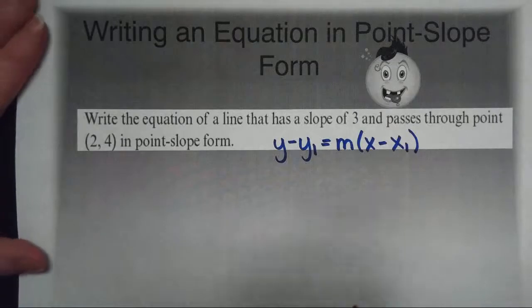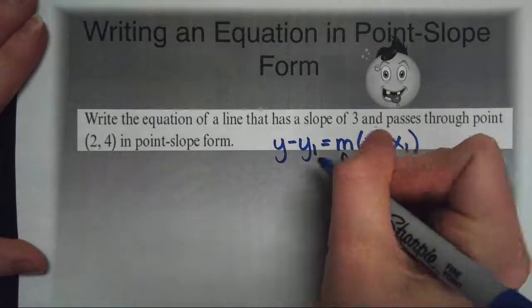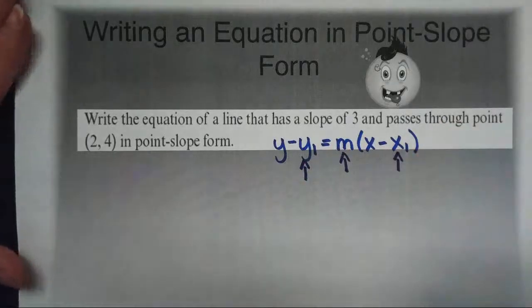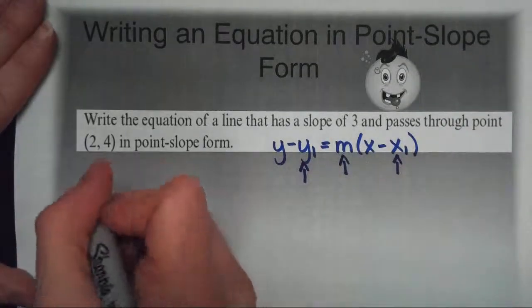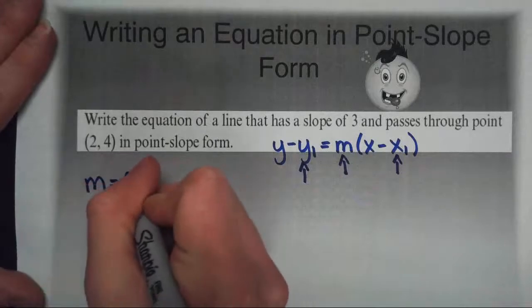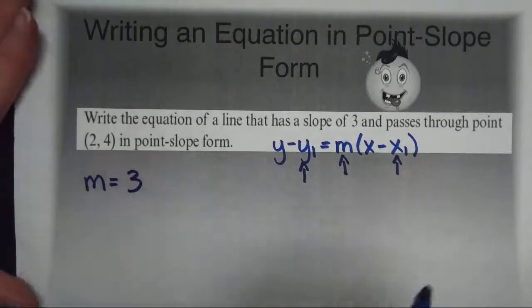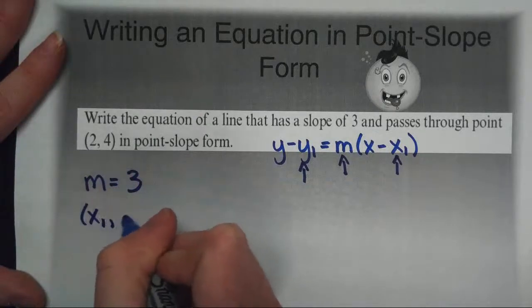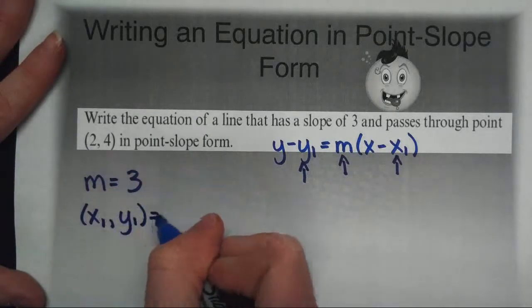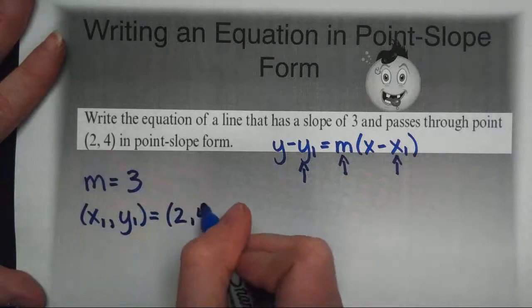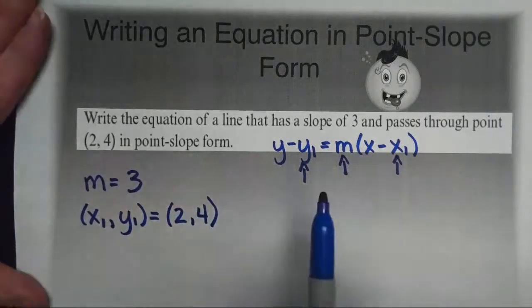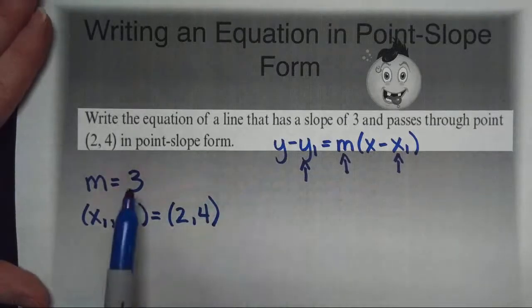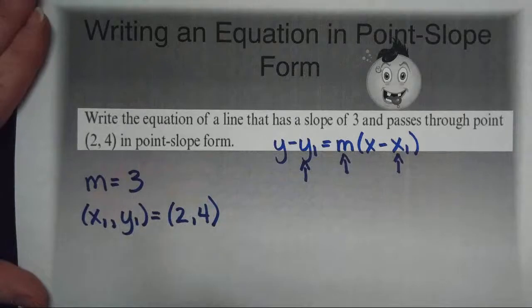In order to fill it in, we need our slope, we need a y value that's on the line, and then we need an x value that's on the line. Now we're given our slope, it's 3, so we know m is going to be 3. We're also given a point on our line. So (x1, y1) is going to be that point, (2, 4). In order to create the point-slope form of this equation, all we have to do is fill in our slope, our x1, and our y1.